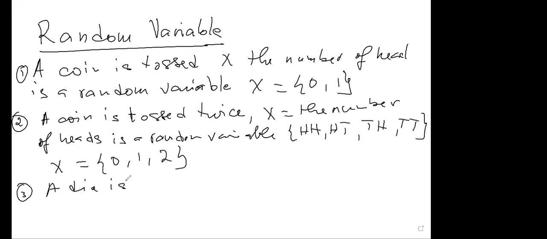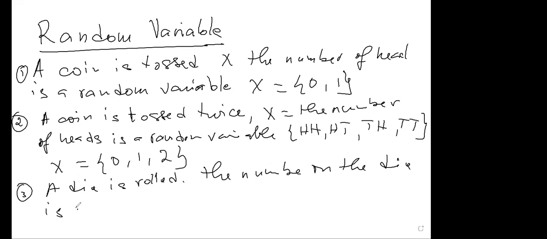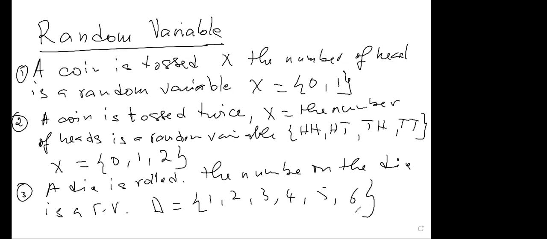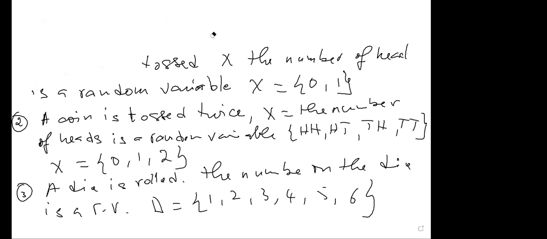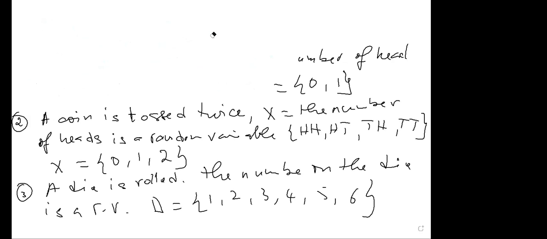The die is rolled. The number on the die is a random variable. Let's call it D, equal to 1, 2, up to 6. So essentially, any way by which you will associate a number to a random experiment defines a random variable.